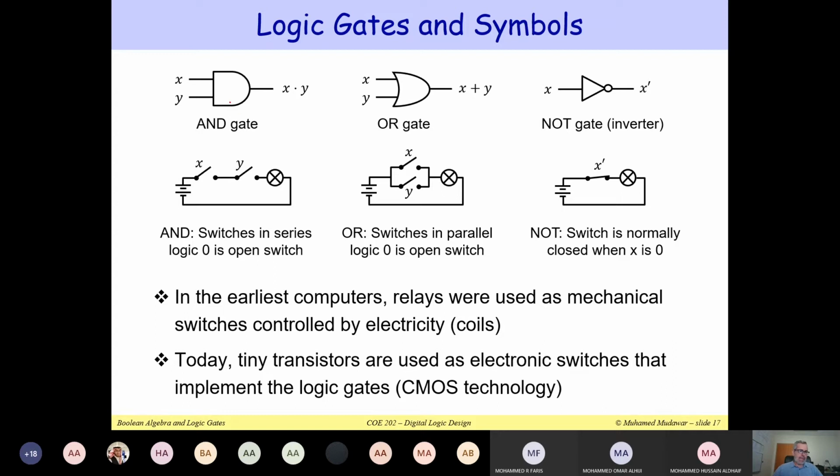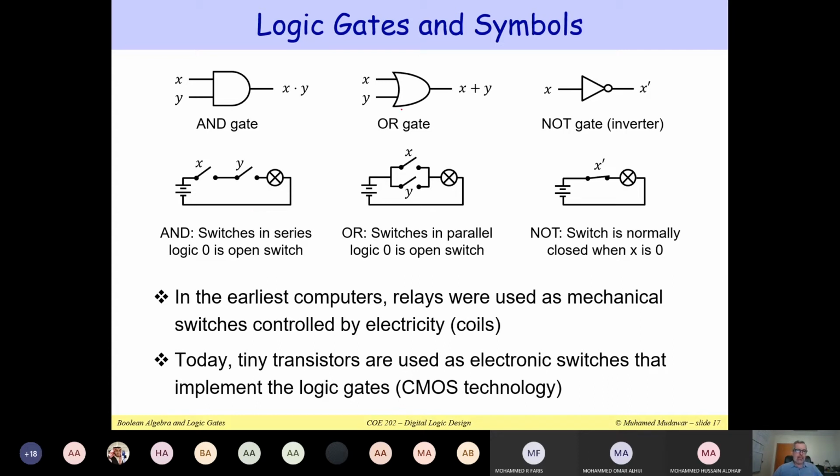So think about the AND gate as having switches which are implemented in series. If any one of these switches is open, the current will not go through, and basically the output will be 0. So this light bulb will be off. You have to have both X and Y conducting. So X must be on and Y must be on. Therefore, both of them have to be closed switches so that the output will be equal to 1.